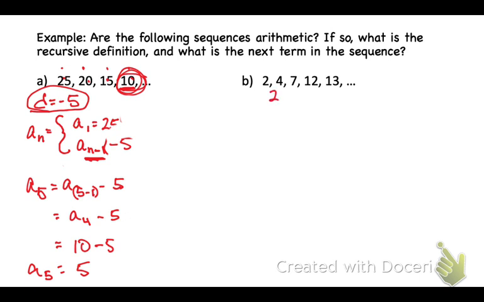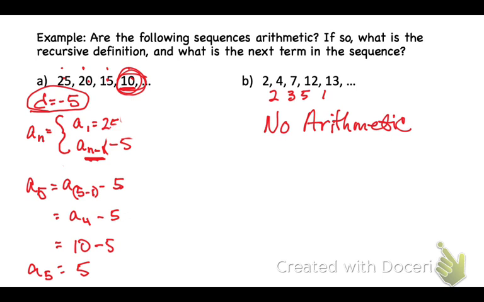Add 2, 3, 5, 1. Is it arithmetic? No. So it's that easy. Yep. But what if you went 2, 3, 5, 1 again? No, it has to be the same. It has to be a common difference.